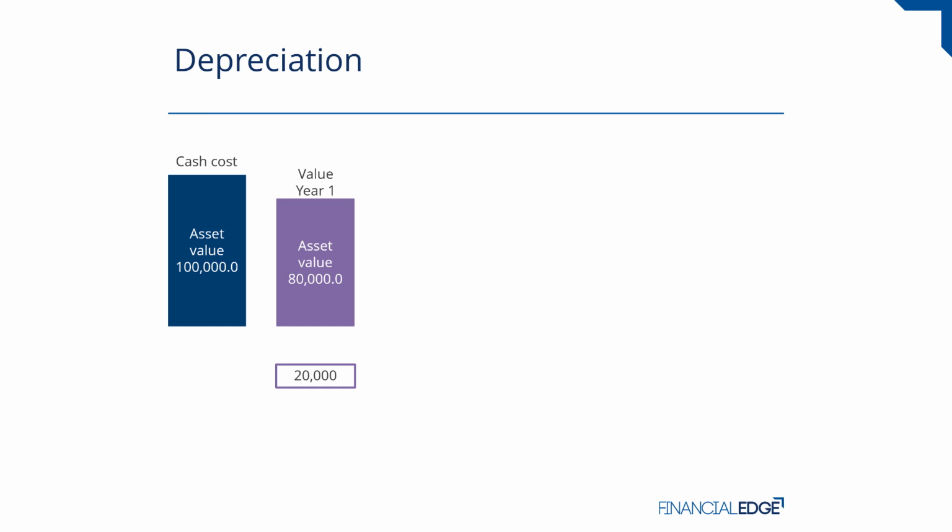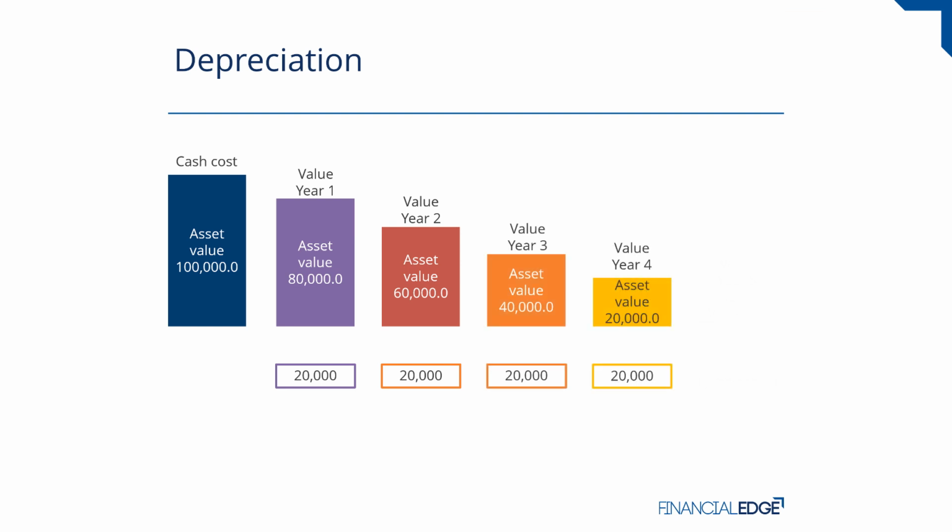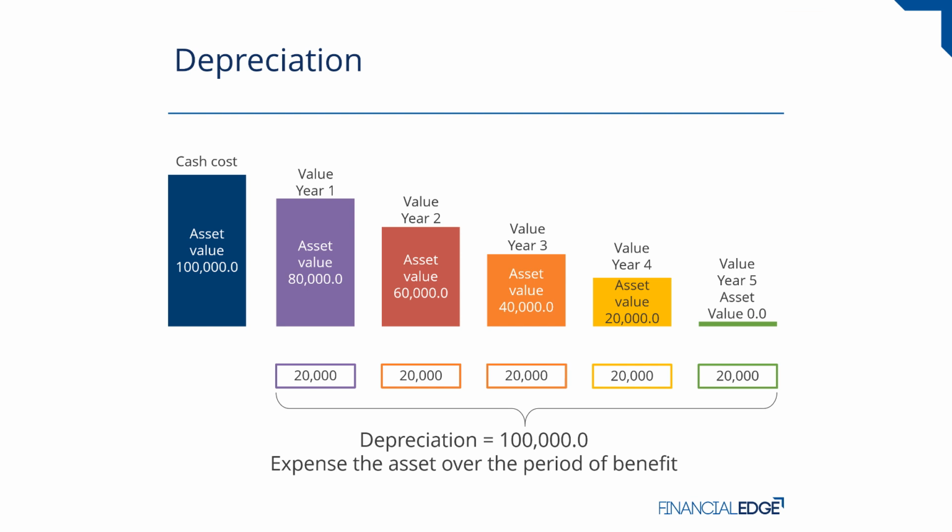So the value after year 1 will have dropped to 80,000. 20,000 has thus been depreciation that goes off to the income statement. And a similar thing happens in year 2. The value drops to 60,000 and 20,000 goes off to the income statement. And the same thing in years 3, 4 and 5. And by the end of year 5, the asset's value is now 0. So how much has been depreciated? It's the full 100,000. And what we've done is we have expensed the asset over the period of benefit.